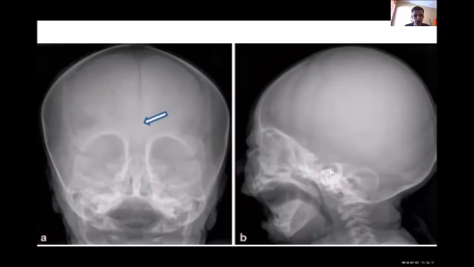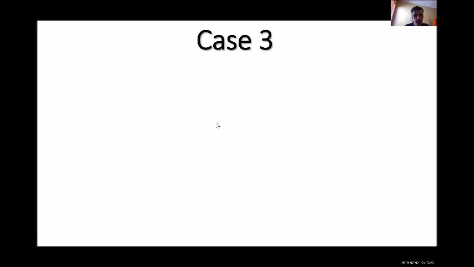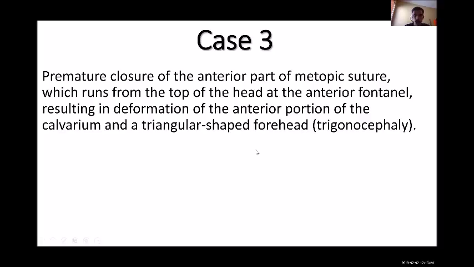Yes, very good, Uthman. Uthman measured this. It's a fusion of the metopic suture, and it's a craniosynostosis. That's very good. So it's a premature closure of the anterior part of the metopic suture, which runs from the top of the head at the anterior fontanelle, resulting in deformation of the anterior portion of the calvarium and a triangular shaped forehead, what we call trigonocephaly.